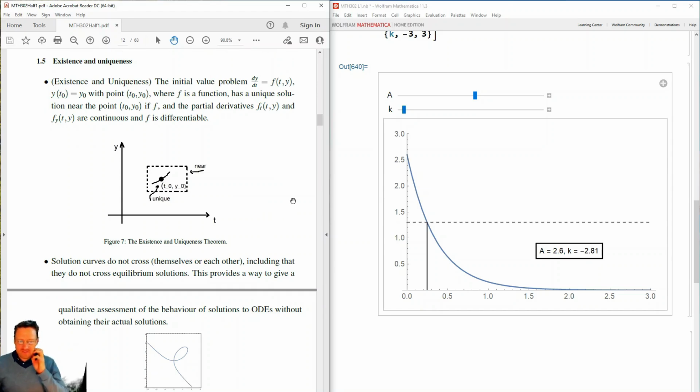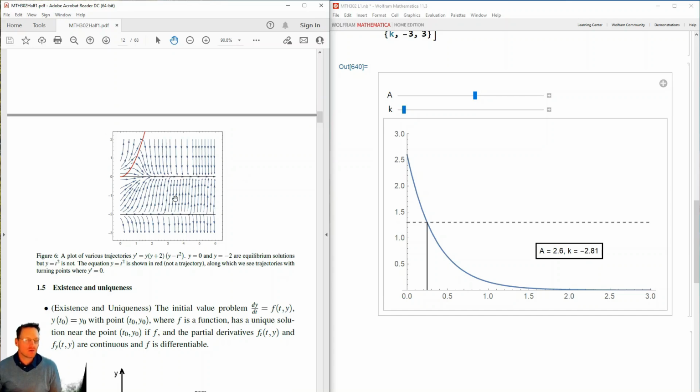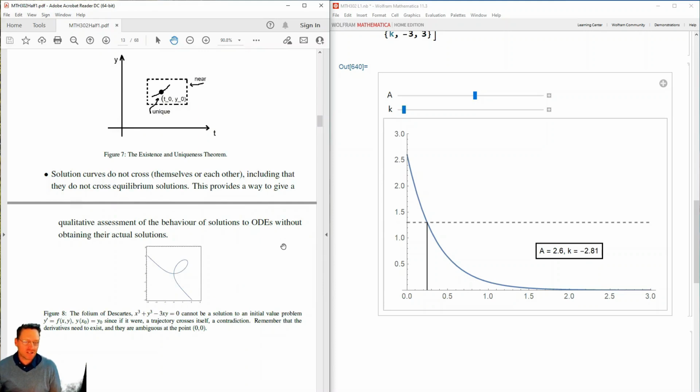Okay, solution curves do not cross themselves or each other. So that's important because you know based on equilibrium solutions that your trajectories are not going to cross that equilibrium solution, right? They never cross the equilibrium solution because that equilibrium is an actual trajectory of the ODE. It's an actual solution of the ODE. So they don't cross that, which is important, right? Especially when you're using numerical approaches to solve your differential equation.